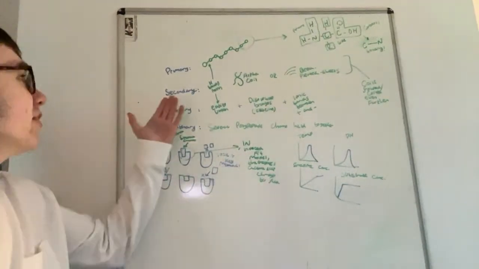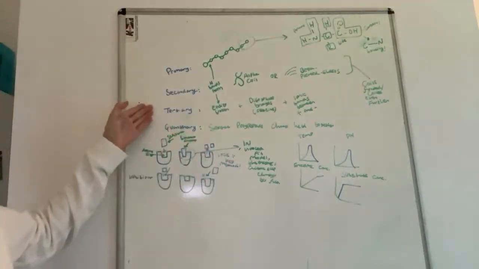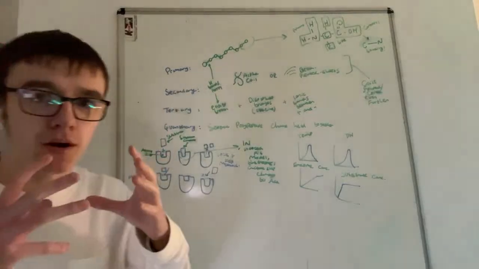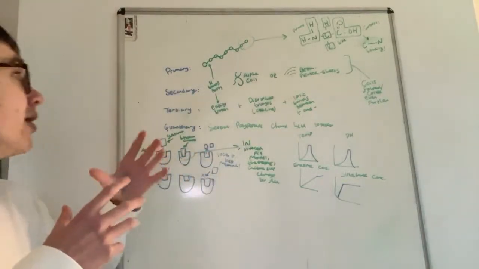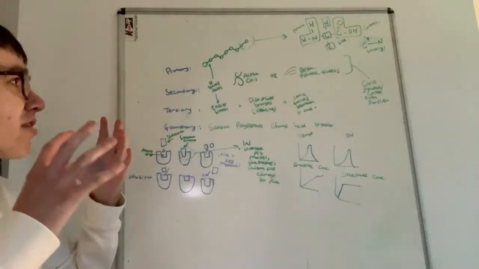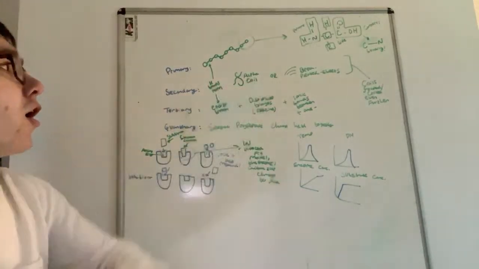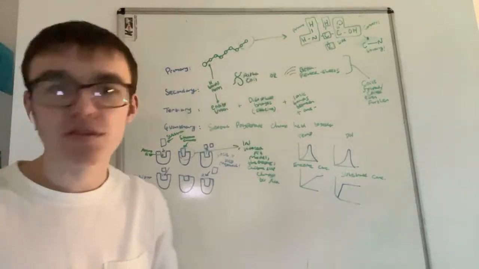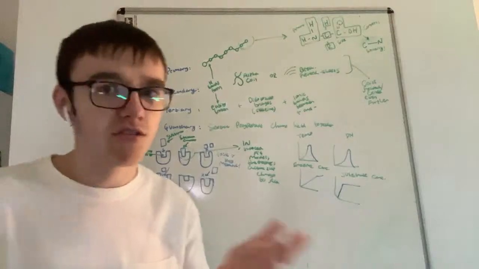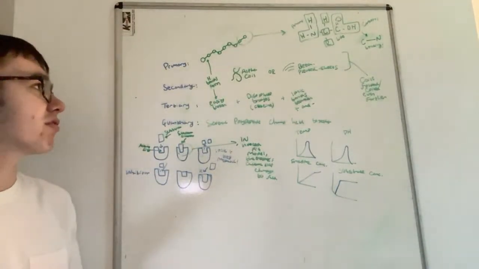So the secondary isn't technically a thing. Secondary protein structure describes when hydrogen bonds begin to form between the amino acids, and these hydrogen bonds will either coil up into an alpha coil or form beta pleated sheets. So two terms to get memorized there: alpha coil or beta pleated sheets.